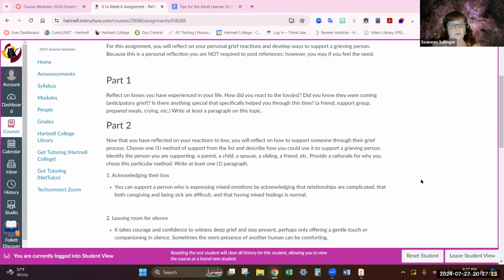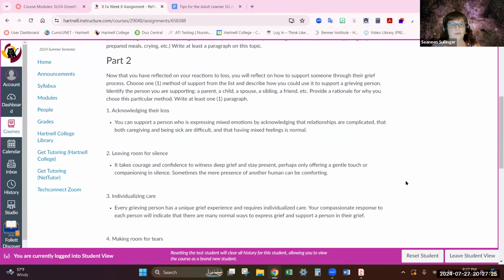The second way that you could help a person through their grief would be leaving room for silence. It takes courage and confidence to witness deep grief and stay present, perhaps only offering a gentle touch or companionship in silence. Sometimes the mere presence of another human can be comforting. So in the nursing program, we subscribe to Swanson's caring theory, and being present is one of her 5 methods of providing caring.